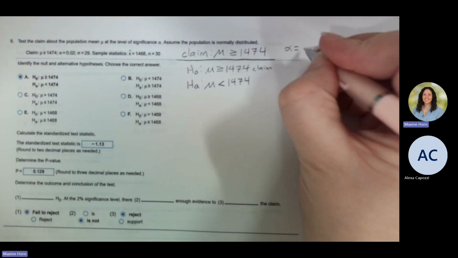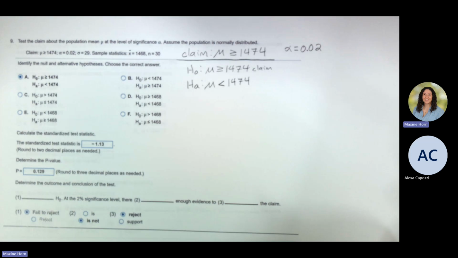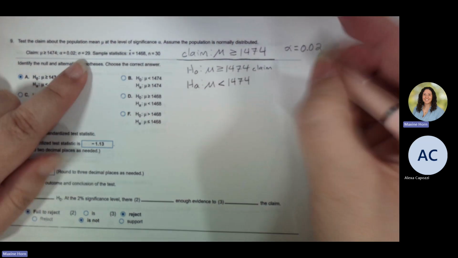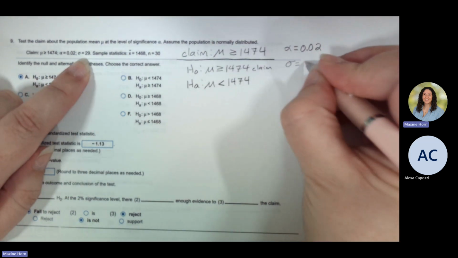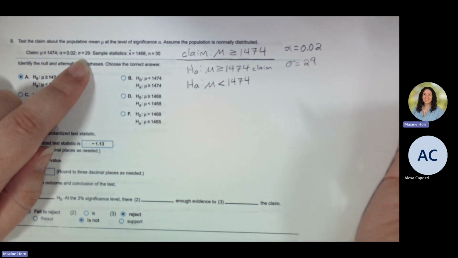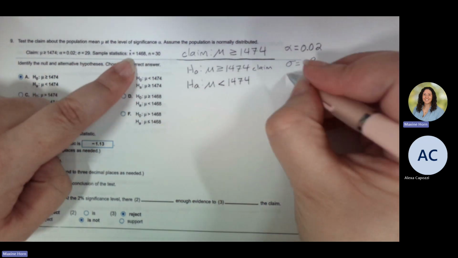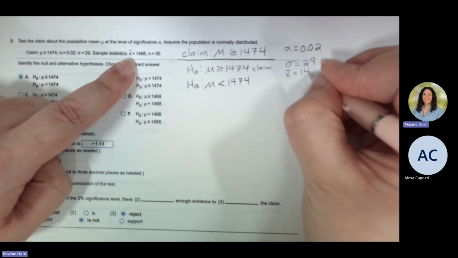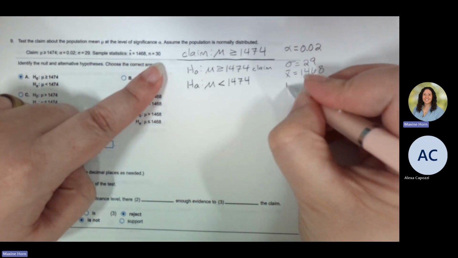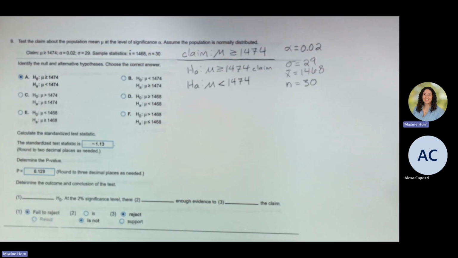All right, so then we're going to write the other stuff that they're giving us. I always like to write my level of significance up at the top. What did they say that was? Oh, here, 0.02. And then they give us a bunch of other stuff. They give us a population standard deviation. Okay, so that's good. That tells us what kind of test we're going to do. They gave us a sample mean of 1468 and a sample size of 30.